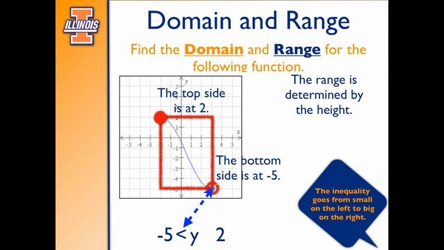Now our -5 corresponds to the open circle, which tells us, just like last time, that it's not equal to. And it tells us that y is greater than -5 because if you look, every number inside of our box is bigger than -5 for the y. It goes up from there.